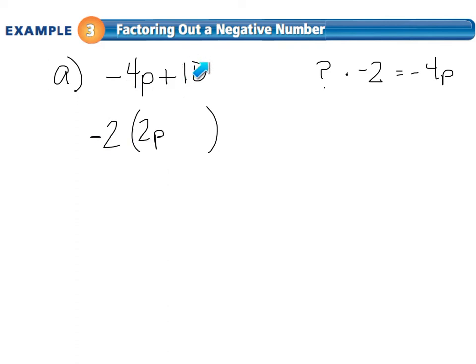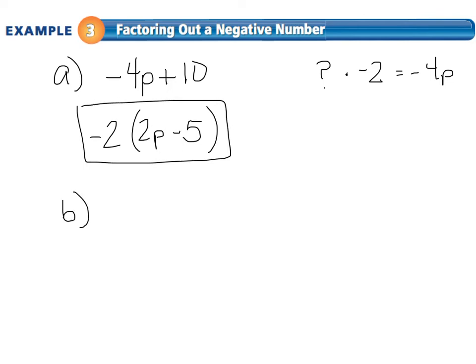Because negative 4 divided by negative 2 is 2, and the p comes down. What is 10 divided by negative 2? It'd be negative 5. Notice that the negative became a positive, and the positive became a negative. When we divide by a negative, the signs change. And once again, you are more than welcome to distribute this and double check your answer. So my answer would be negative 2 times the quantity 2p minus 5. Let's try another one.